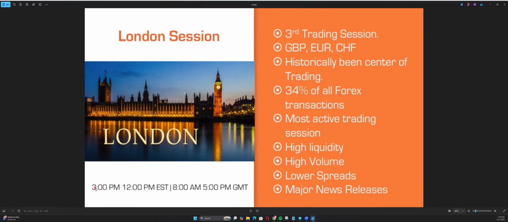This starts by 4 p.m. or by 3 p.m., and closes around 8 or 9 thereabout. Okay, so this is it for the London session. Remember, when you're trading the London session, you're looking out for the currencies that are most active in the London session, which are the GBP, the euros, and the CHF.